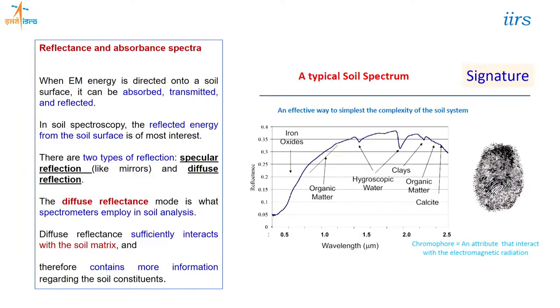Here I show a typical soil spectral signature, the spectrum of the soil, where you can see that as the wavelength increases, there is an increase in the reflectance characteristics. Along with this, you are seeing some absorption peaks. These absorption peaks are sensitive, for example, at 1.4 and 1.9 micrometer.